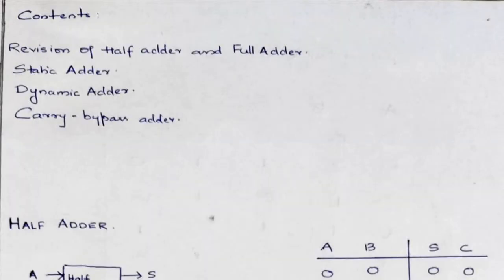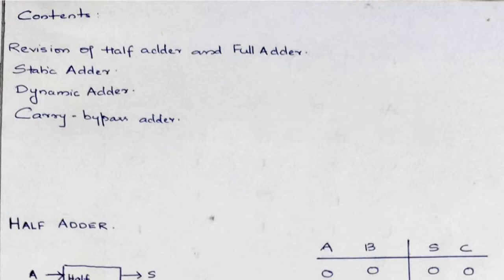In this video, we'll be covering the first part of the sixth module of EC304 VLSI. In the sixth module, we basically deal with the arithmetic circuits, the hardware implementation of arithmetic circuits like adders and multipliers. So in this particular video, which is the first part, we will be dealing with static adders and carry bypass adders as per the syllabus.